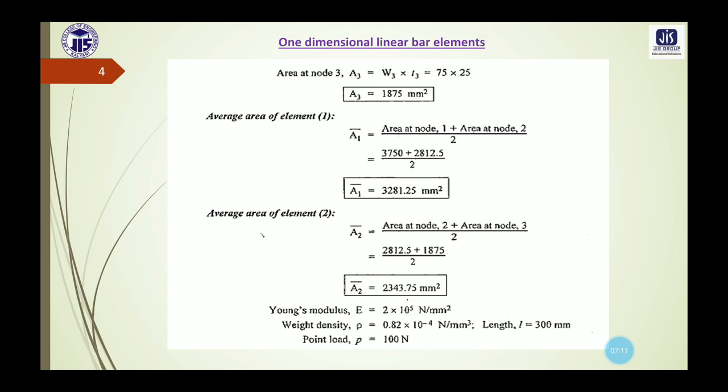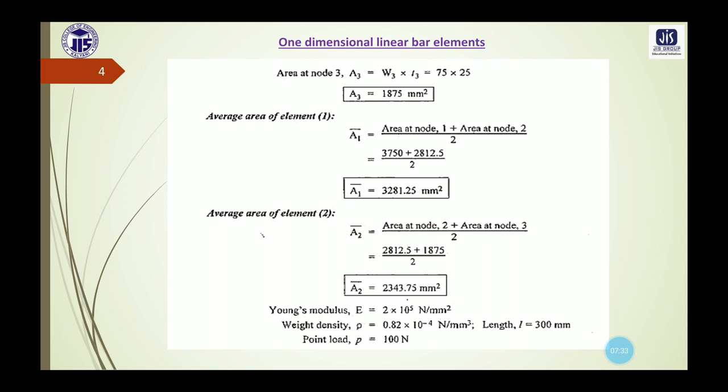In this similar manner, we can calculate the average area of element 2, which is the area at node 2 plus the area at node 3 divided by 2. So finally we are getting the average area of element 2, it is 2343.75 millimeter square.